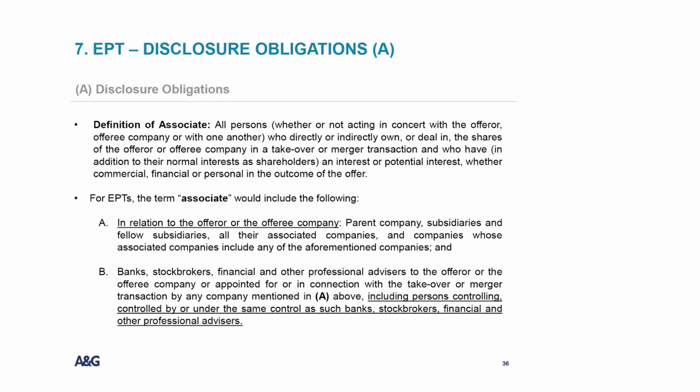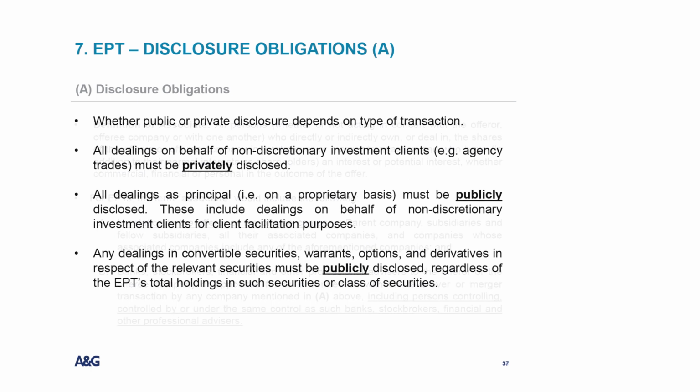following trading day. In terms of associates, the point to note here is that EPTs, on the face of it, will be treated as associates and therefore will comply with the dealing disclosures, or the disclosure requirements, in the context of Rule 12. So now, when do you make a public disclosure, and when do you make a private disclosure?